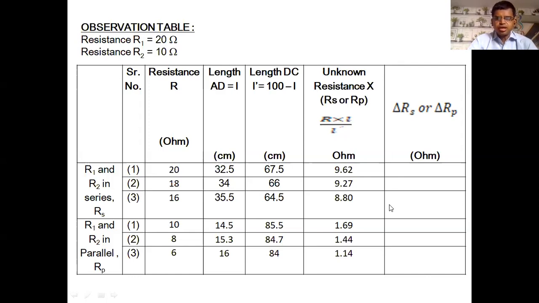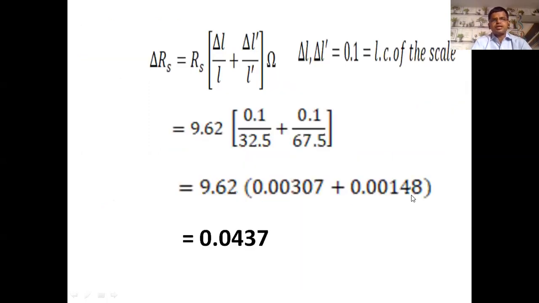Now friends, the last column. In the last column, we want the value of delta RS for the series and delta RP for the parallel. First, we show the first value of delta RS, and the second and third you try yourself, and we show one value of delta RP and the remaining values you do yourself. The equation we show here is delta RS equals RS in bracket delta L by L plus delta L dash by L dash. Now delta L is the least count value of the scale. It is 0.1, a constant value.